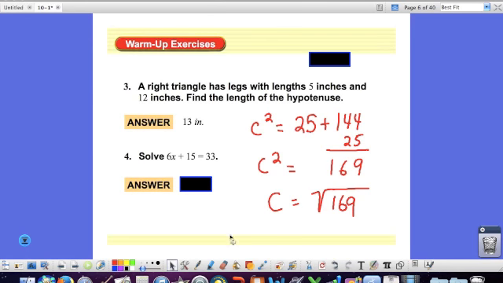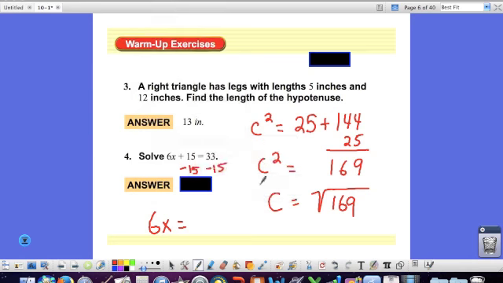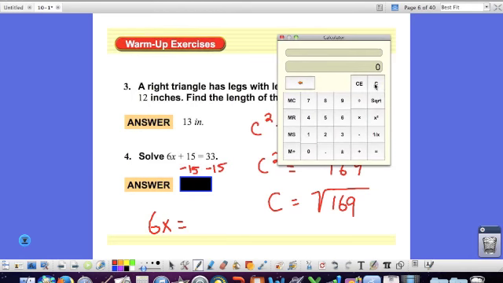Next one, solve 6x plus 15 equals 33. I subtract 15 from both sides. I know you're laughing at me. I should be able to do this without a calculator, and I'm sure I can. But 33 minus 15 is, of course, 18. That's why you're laughing at me at home. So x equals 3.